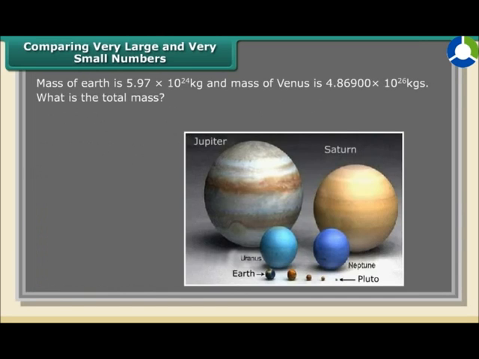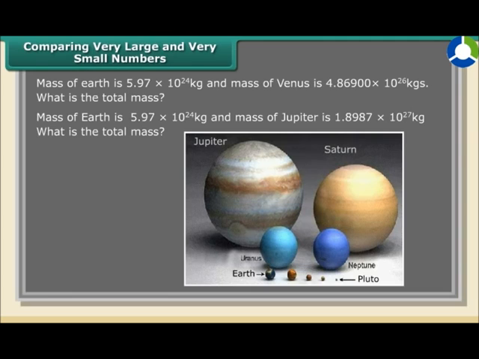Mass of Earth is 5.97 into 10 raised to the power 24 kilograms, and mass of Venus is 4.869 into 10 raised to the power 26 kilograms. What is the total mass?